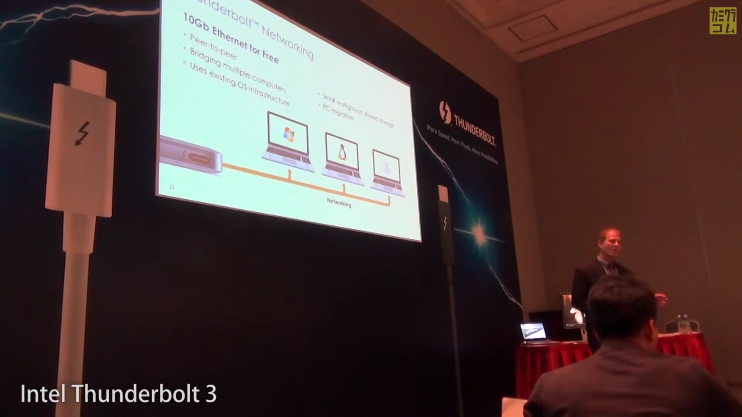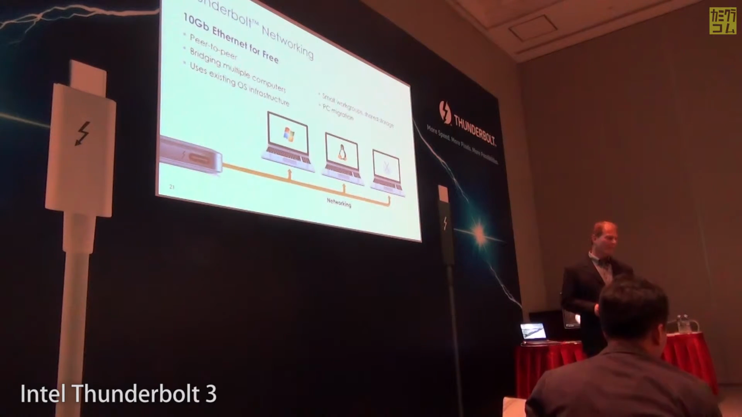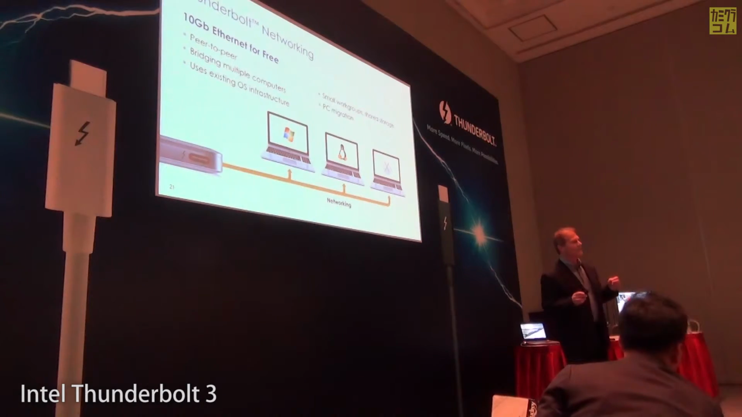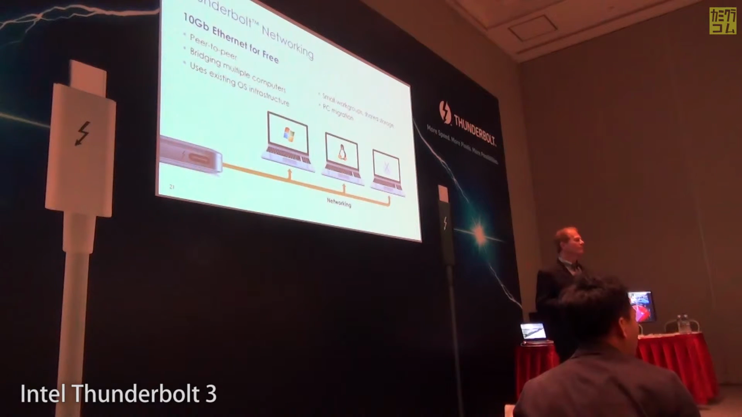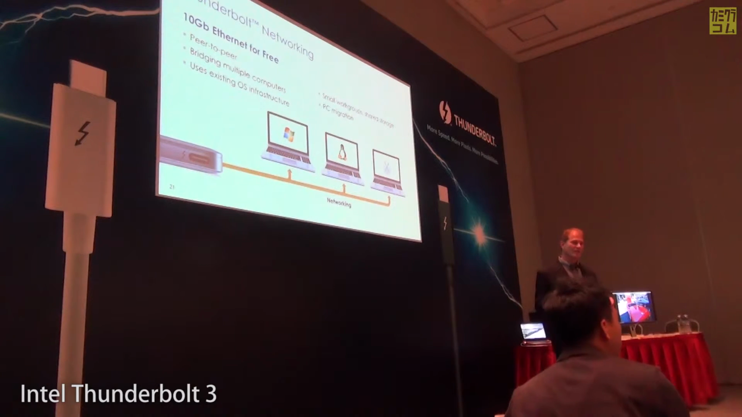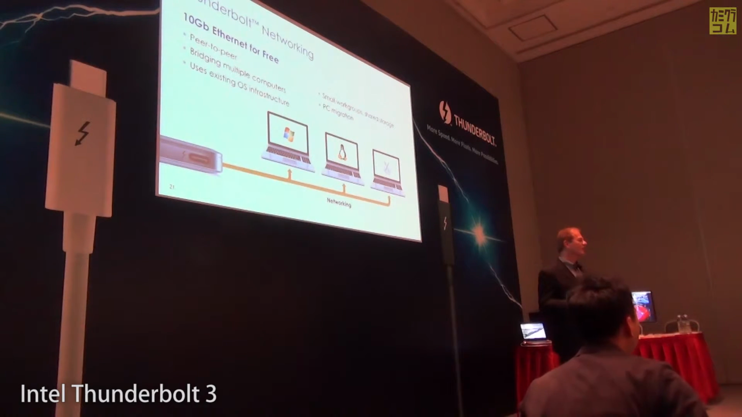All right, so the fourth area is Thunderbolt networking. The Thunderbolt software driver emulates Ethernet, basically, over Thunderbolt. So, especially to the operating systems, we're running Ethernet at Thunderbolt speeds. We call it 10 gigabit Ethernet for free.